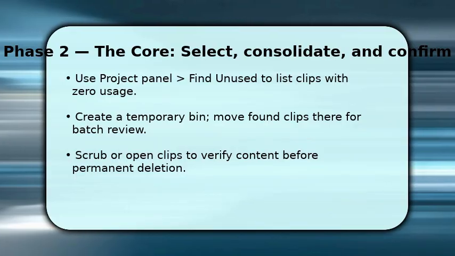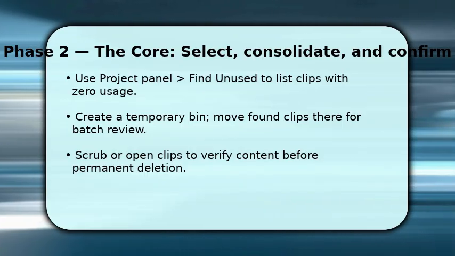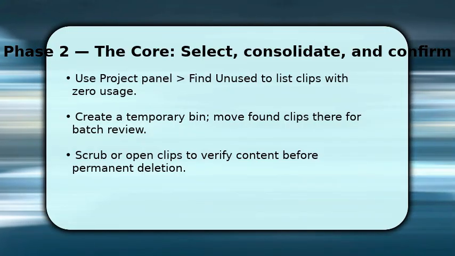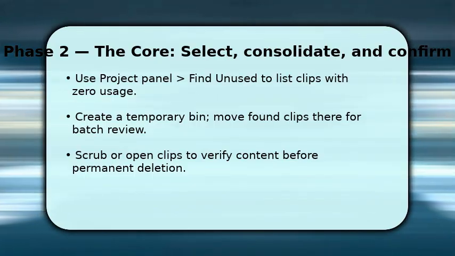Once in a bin, scrub through thumbnails or open individual clips in Source Monitor to confirm they're truly unused and not referenced by sequences, subclips, or nested items. Make sure to check sequences with disabled tracks. Occasionally clips are hidden. After verification, proceed to remove unused or delete selected.